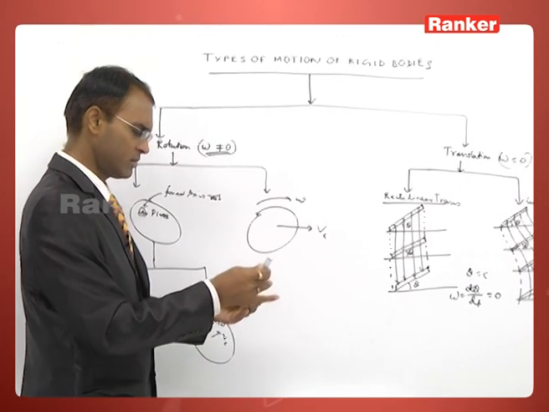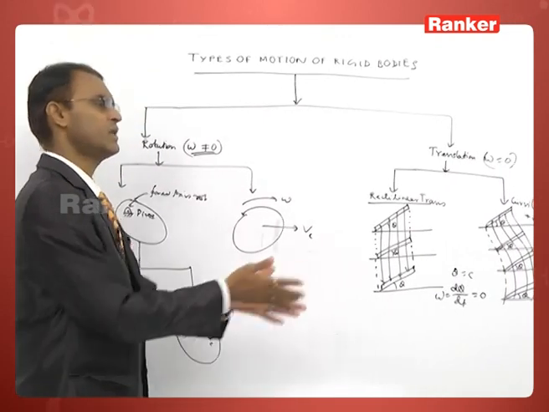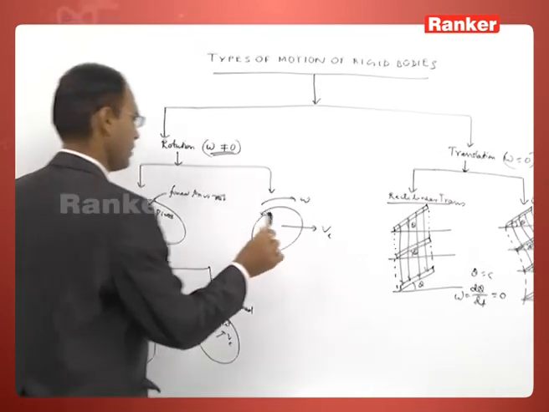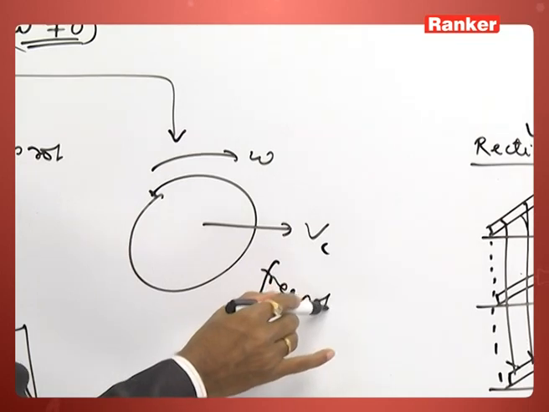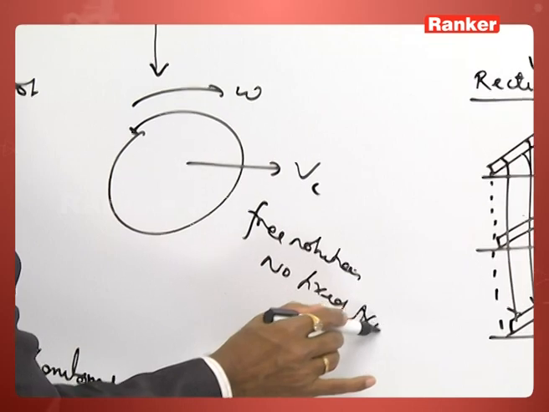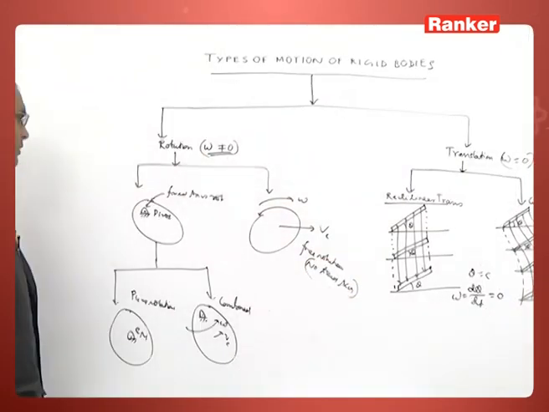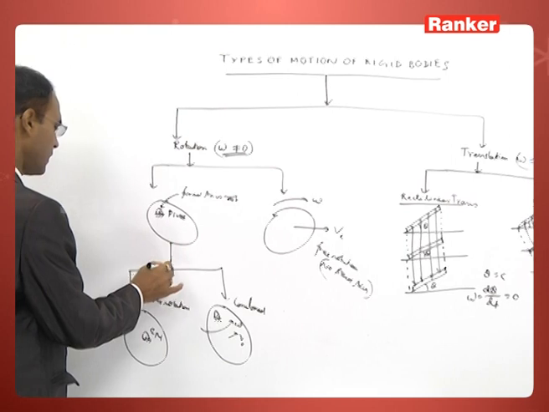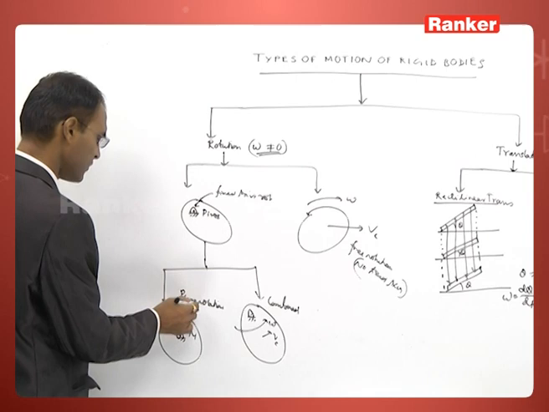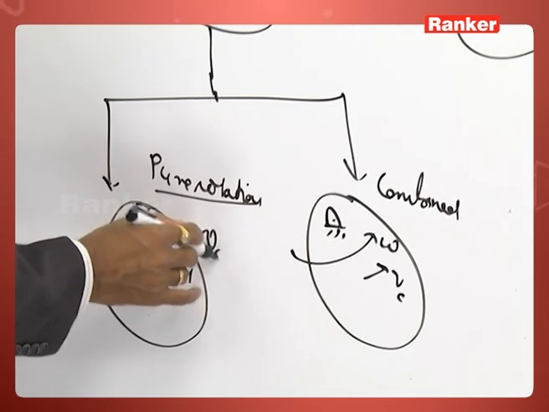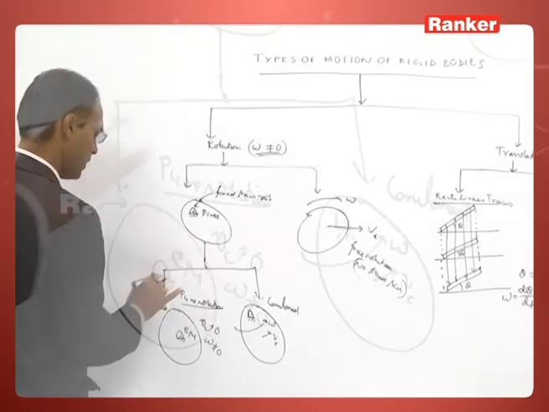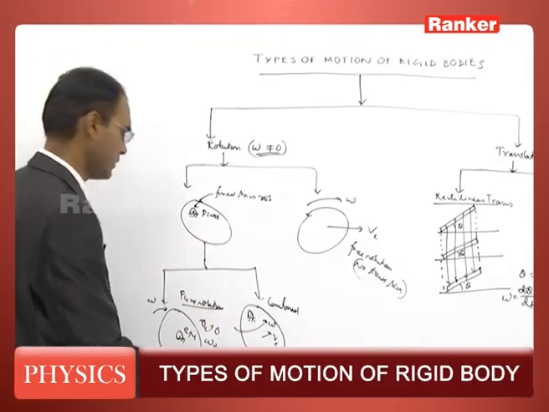As I told you yesterday, this is called free rotation, no fixed axis. And the fixed axis case can further be subdivided into two parts. When the axis passes through the center of mass, this is called pure rotation, because the center of mass velocity is 0, but omega is not 0. It may rotate clockwise or anti-clockwise.